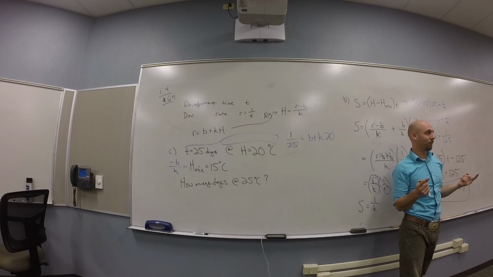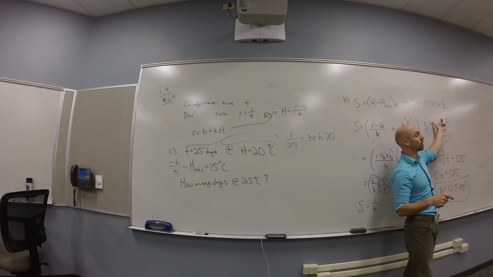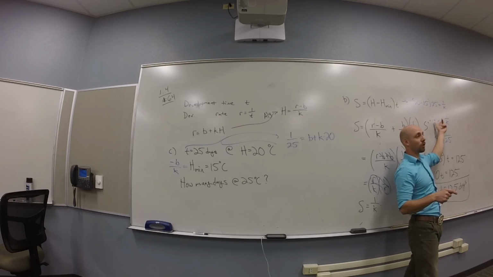And so you can get 7 degree days in lots of ways. Two obvious ways: one is to have one day that's 7 degrees above the minimum, and the other way is to have 7 days that are 1 degree above the minimum. So this is just telling you this bug needs a total of 125 of those.